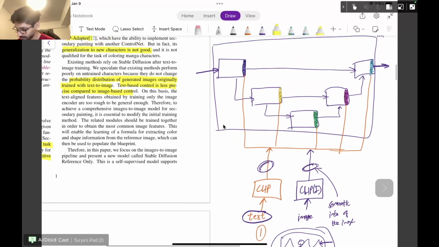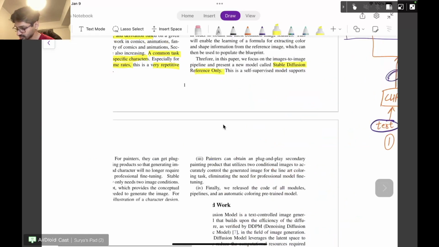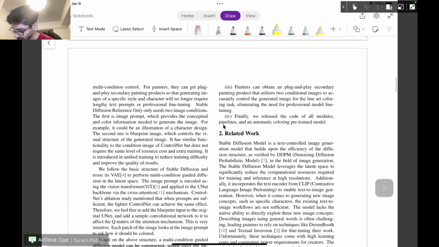So if we continue reading the paper, they say that these text aligned features are too rough to be general enough. And what this would essentially need is modifying how training happens, and that you need a completely new architecture to solve this problem. And this paper proposes Stable Diffusion Reference Only, which is a model where the first input is an image prompt that tells you the conceptual and color information needed to generate the image. And the second image is a blueprint image, which tells you the visual structure of the generated image.